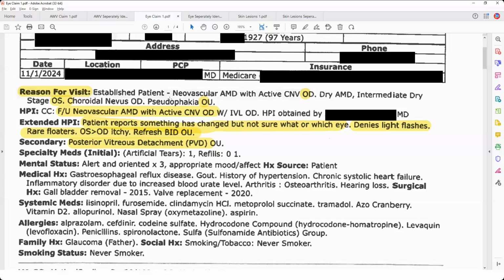So that information is all up here. The reason they were established visit, they have neovascular AMD, which is wet AMD or age-related macular degeneration, and that causes some central vision loss. So they have active CNV of the right eye, and CNV is actually a condition where new abnormal blood vessels are growing in the eye. So they've identified that here. And they have some dry AMD to the left side.